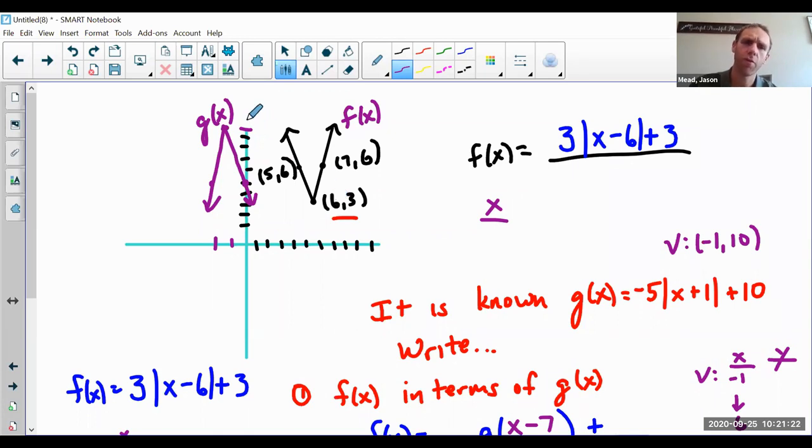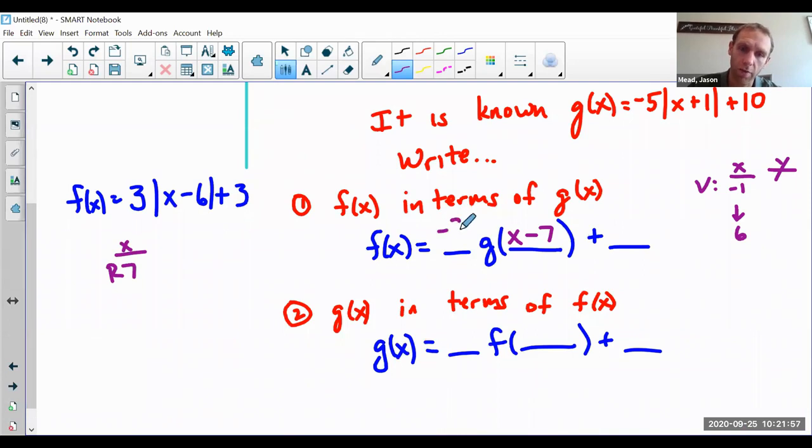So if I'm looking from g to f, it was -5, the multiplier. It becomes +3. How do I multiply something by -5 and turn it into +3? I multiply by -3/5, because -5 times -3/5 gives me 3. So that is what I'm going to have to do here. I have to multiply by -3/5.